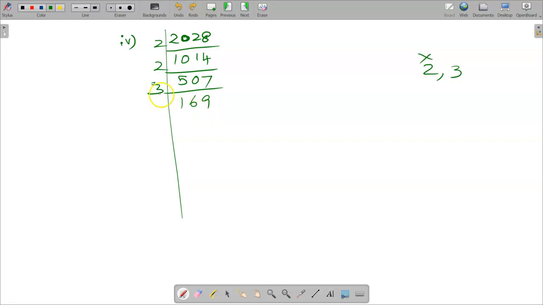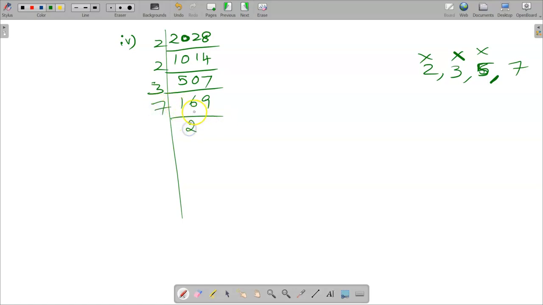So 16 is not divided by 3, so we cannot divide this number by 3. Then we have to check with the number 5. Since the unit digit place has the number 9, which is not divided by 5, I cannot proceed with the number 5. Next I have to check with the number 7.